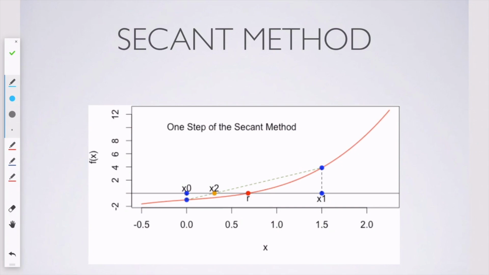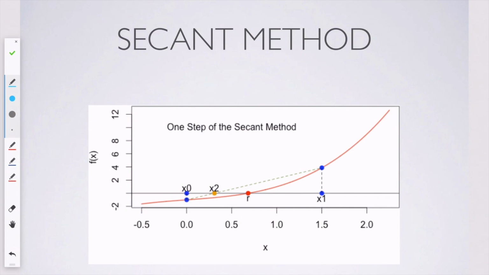The secant method is very similar in spirit to Newton's method, except you don't have to calculate a derivative, right? So Newton's method depended on us being able to specify what f prime of x is at every guess x sub i, and the secant method doesn't require that. So rather than drawing a tangent line, what you do is you use past guesses, past iterates, to construct a secant line. So here's how this works.